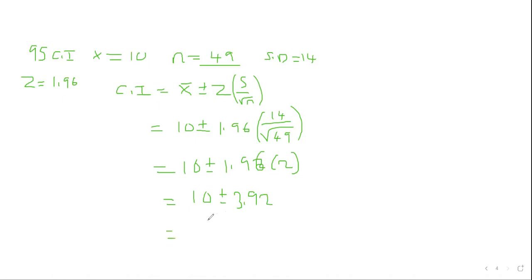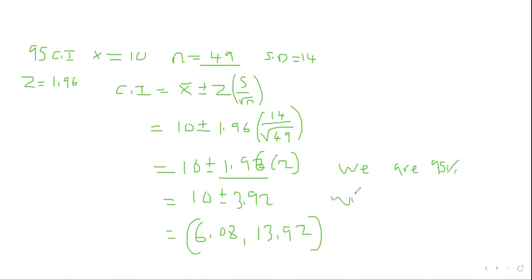So whenever we're dealing with this, we first start by subtracting 10 minus 3.92. We get 6.08. And here we add it, we get 13.92. And whenever we're commenting, we comment in terms of the confidence level. So how do we comment? We are 95% confident that the true mean will lie between 6.08 and 13.92.